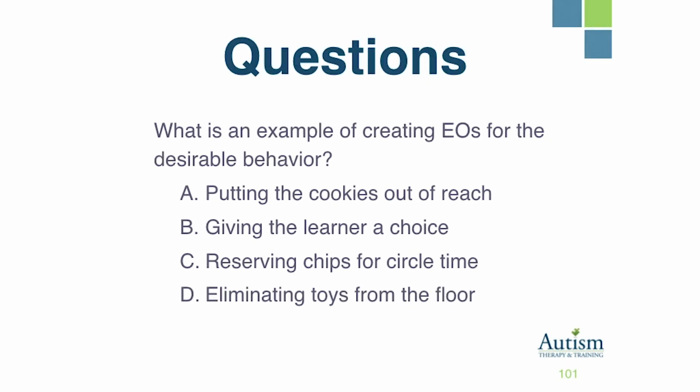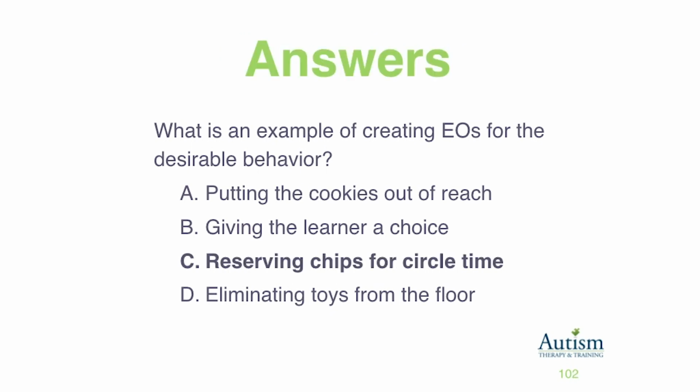What is an example of creating EOs for the desirable behavior? A, putting the cookies out of reach. B, giving the learner a choice. C, reserving chips for circle time. D, eliminating toys from the floor. And the correct response is C, reserving chips for circle time.